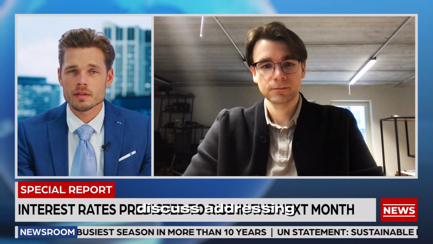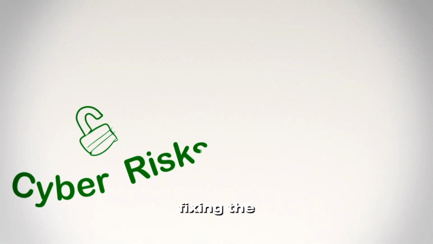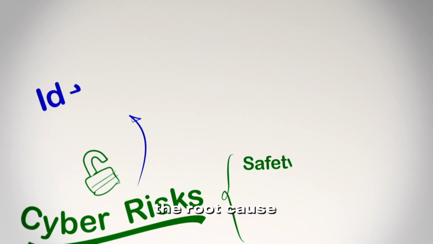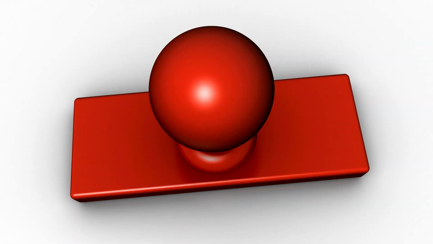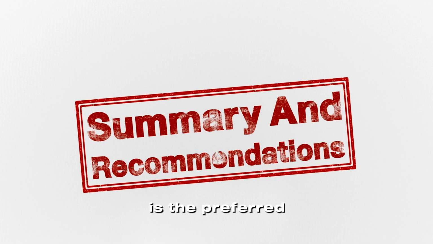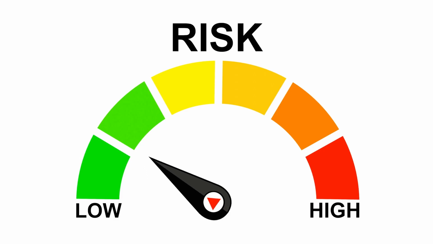Next, let's discuss addressing security risks. Once risks are identified, there are four primary options for dealing with them. First, remediation, which involves fixing the problem by understanding the root cause and correcting the issue. Remediation is the preferred option as it solves the problem irrespective of external changes.